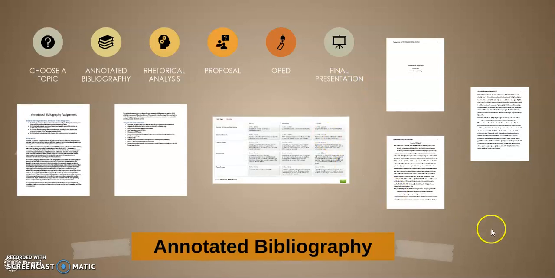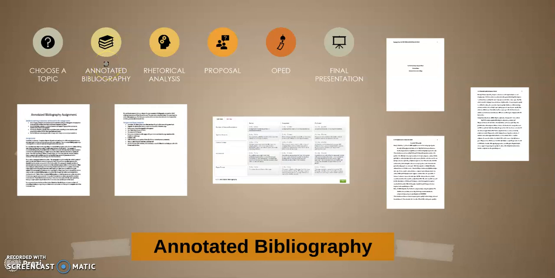Hi, so today we're going to talk about the annotated bibliography, which is your first major assignment in the progression of assignments for English 112. So we have this infographic here, this visual of the progression of things that we're going to do in 112. And the first thing that you did was to choose a topic. And so now we're going to do some research and collect that research into an annotated bibliography.